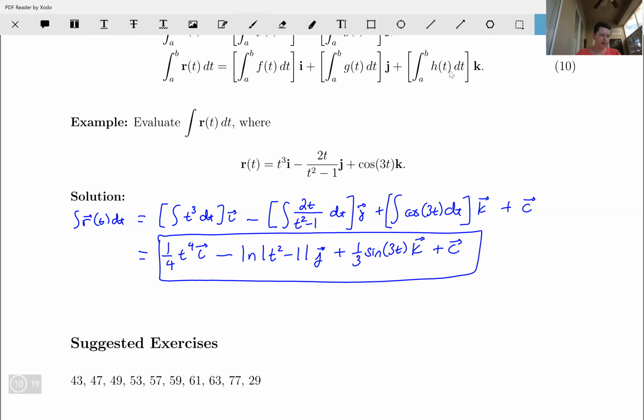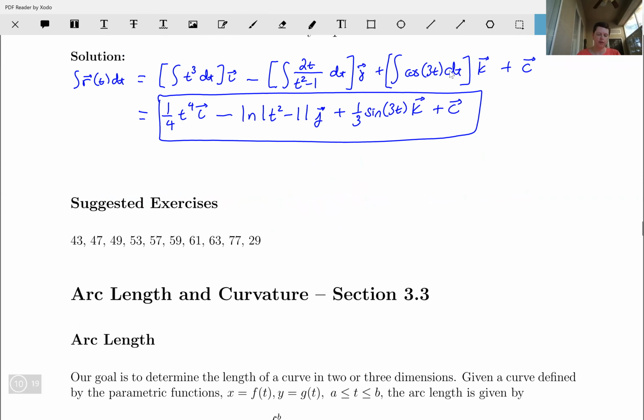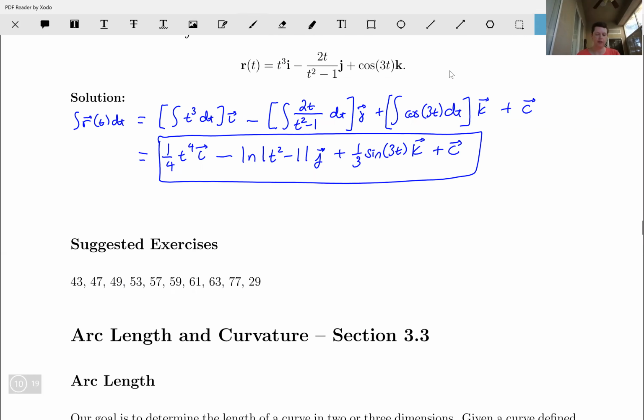And last but not least, we have some suggested exercises. So next time we're going to talk about arc length and curvature and some other stuff. Well, actually, that'll be separate videos, but the next video will be on arc length.